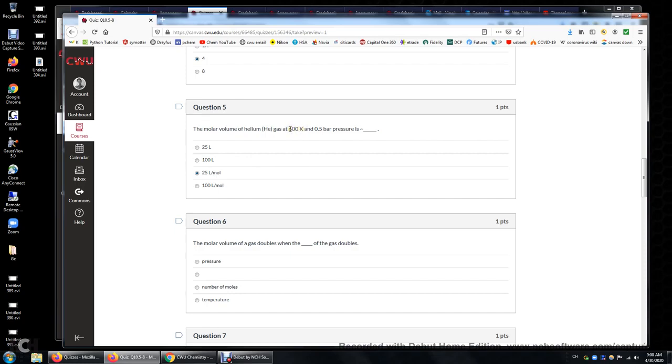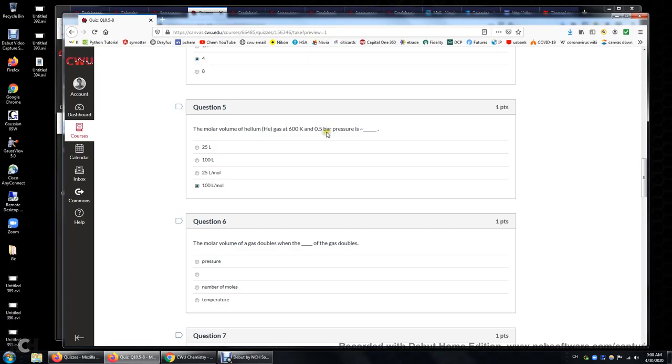If you remember, the molar volume of any gas is roughly 25 liters at room temperature in 1 bar. And now we double the temperature. So the molar volume should be doubled, but the answer is this. I'm sorry, I got messed up. So first, the molar volume of pretty much all gases is 25 liters per mole at room temperature in 1 bar. And now we doubled the temperature. That will double the molar volume.